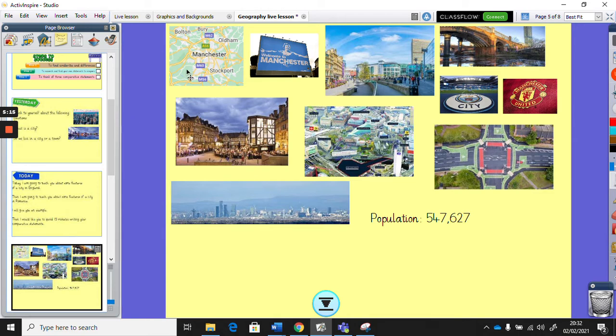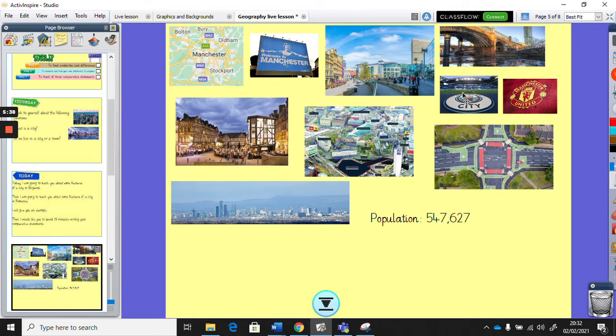If you look at the top here, we can see a picture of Manchester on a map. So if you were driving to Manchester and you got your map out, that is what it would look like, okay? There are lots of places around Manchester, which we call Greater Manchester, and then there's the city centre. There's lots and lots of roads going into Manchester, and it is very busy.